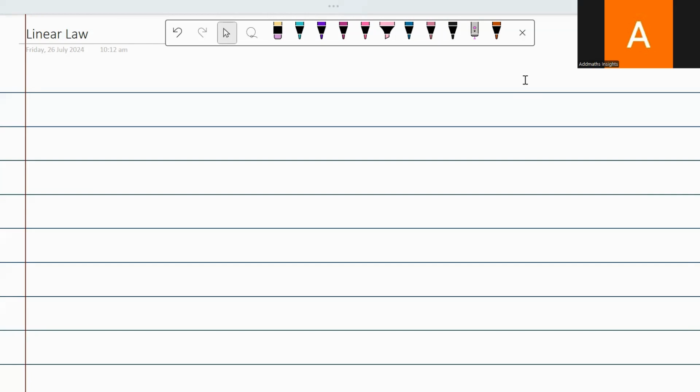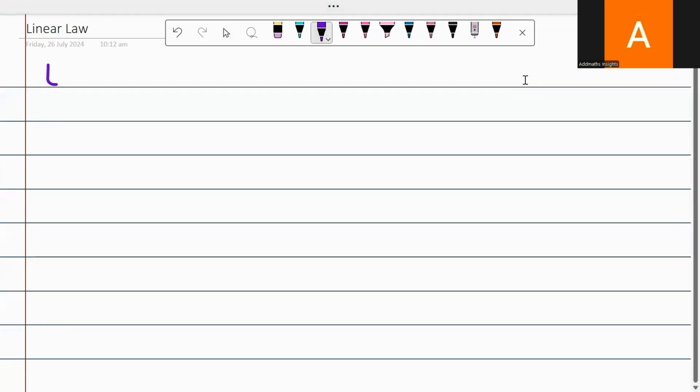In this lecture, you are going to learn how we can transform a non-linear equation to a linear equation and vice versa as well. We have the concept of a linear equation. So what is the general form of a linear equation? It is y equals mx plus c. This is the general form of a linear equation, where m is the gradient and c is the y-intercept.